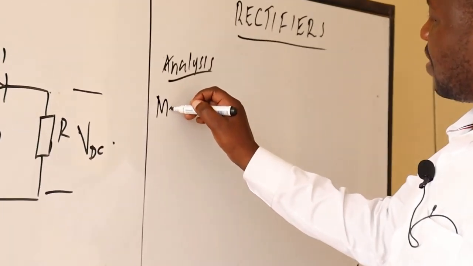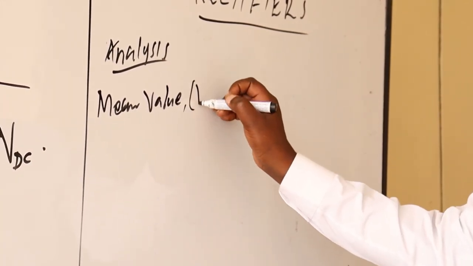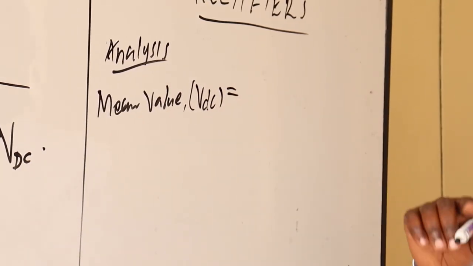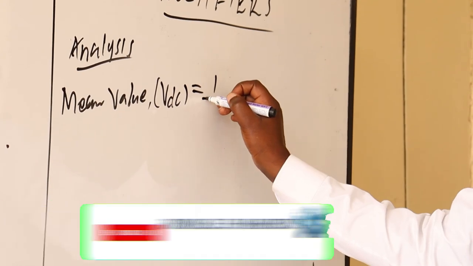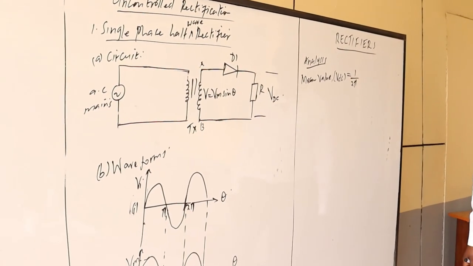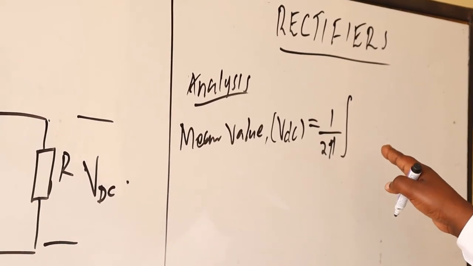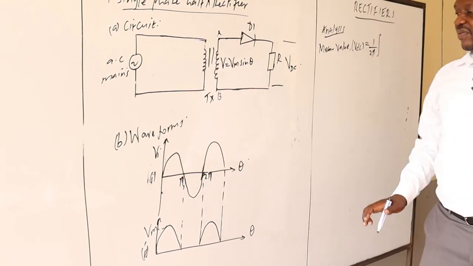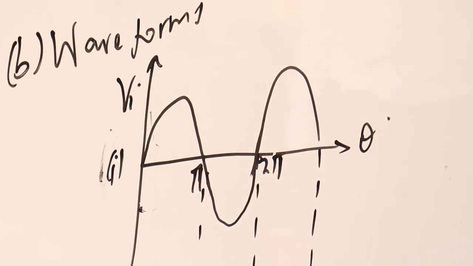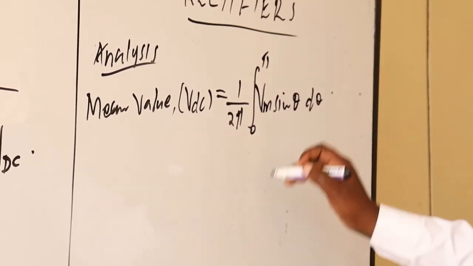So the first one will be the mean value, which sometimes we denote as VDC. And this is normally how we get it. Since it is single phase, it is going to be 1 all over 2 pi. 2 pi is the period. If you look at our input waveform, the period is 2 pi. Then we integrate. When integrating, we consider the half, which is from 0 to pi, of our input, Vm sine theta d theta.